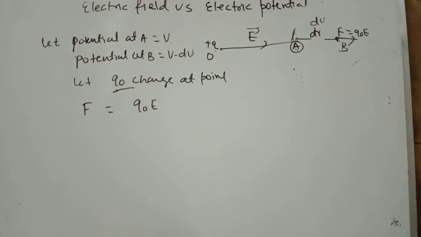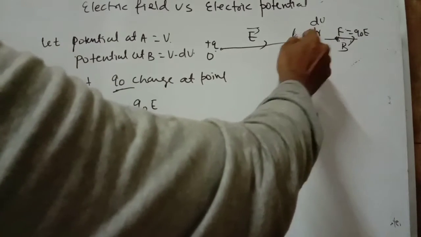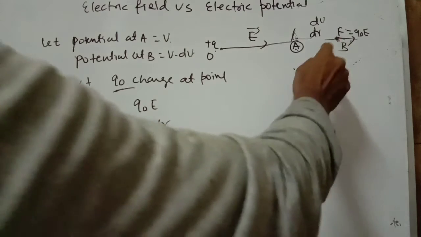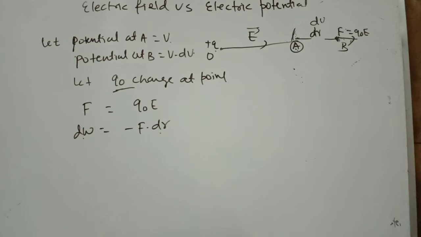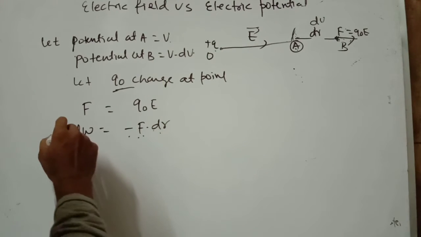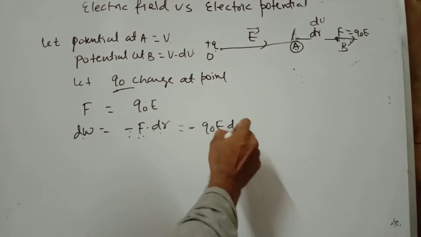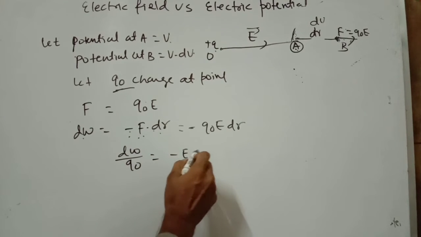Now when you bring this charge from B to A, you can write dW equal to minus F dr. Why? Because the force is in one direction and the charge is brought from B to A, so both are in opposite directions. So we write minus F dr, since cos 180 is minus 1. Then, substituting F equals Q naught E, dW by Q naught equals minus E dr.